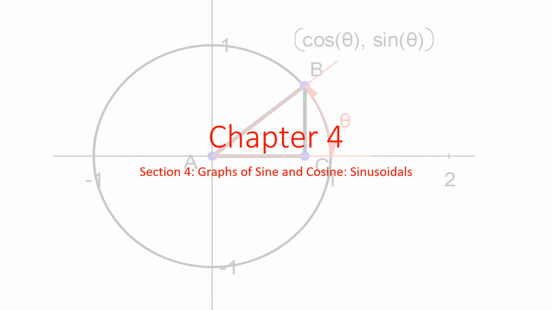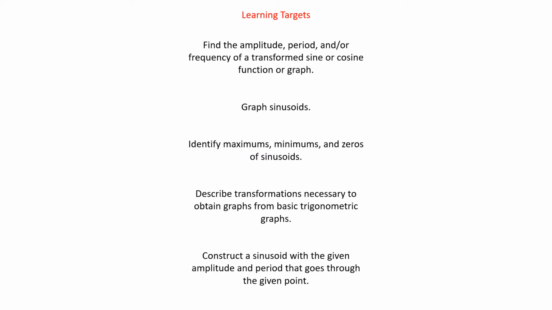So, our learning targets for today, we're going to be able to find the amplitude, period, and/or frequency of a transformed sine or cosine function or graph. Also be able to define those words. We'll be able to graph the sinusoids, identify maximums, minimums, and zeros, describe transformations necessary to obtain graphs from basic trig graphs, and then construct a sinusoid with given amplitude and period that goes through the given point.